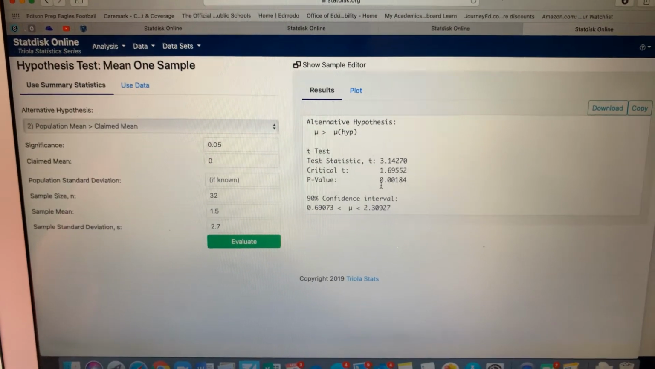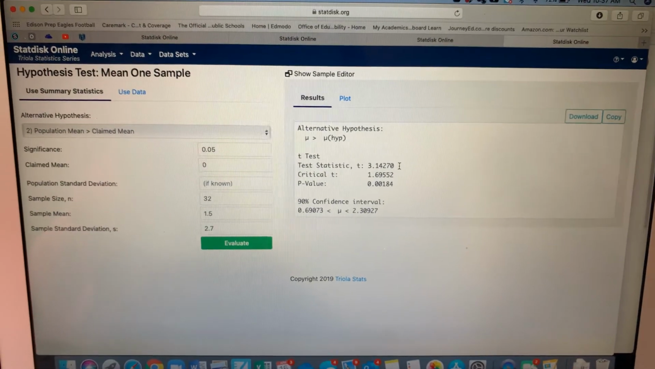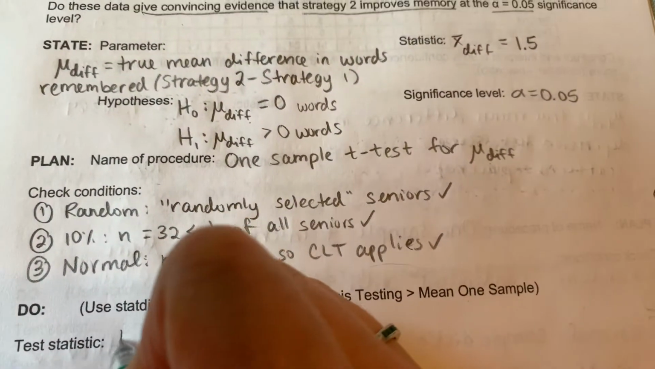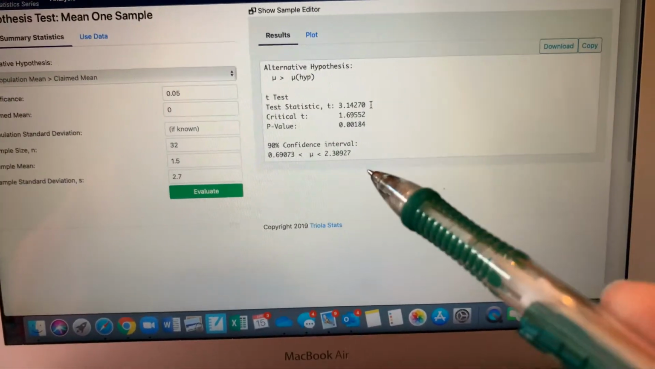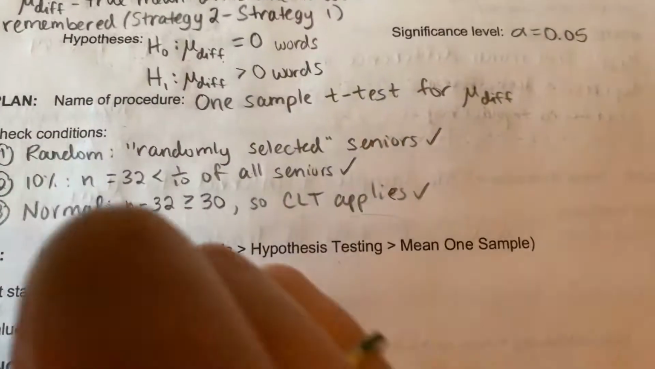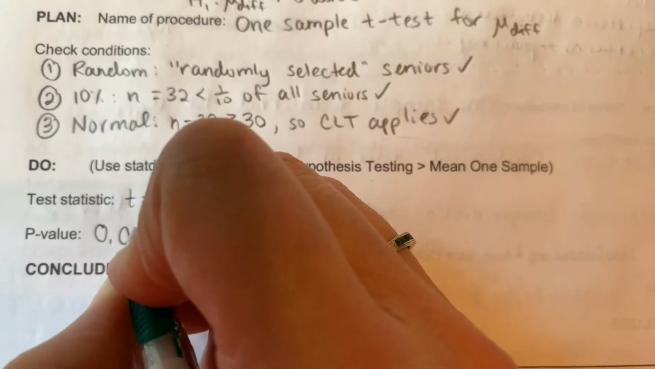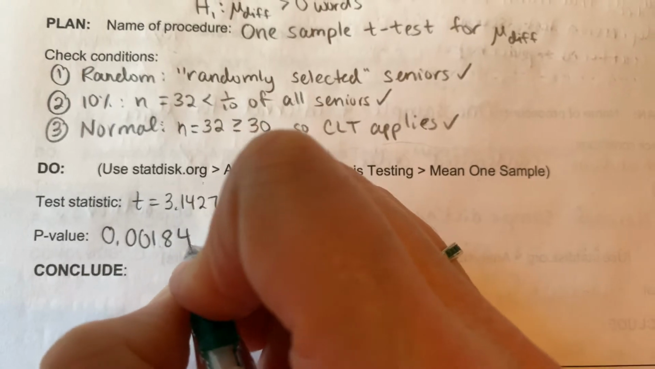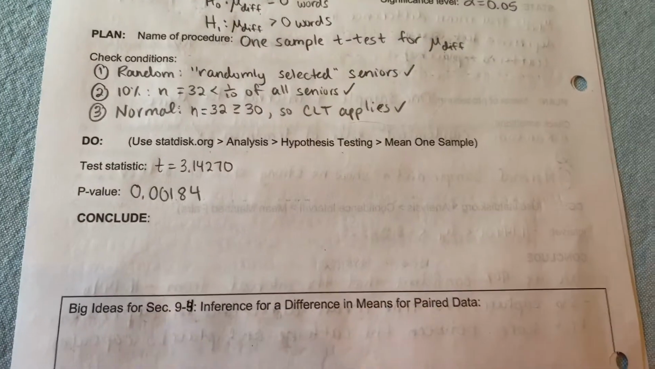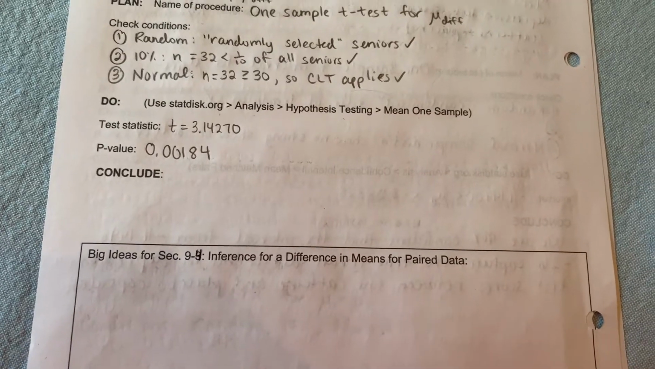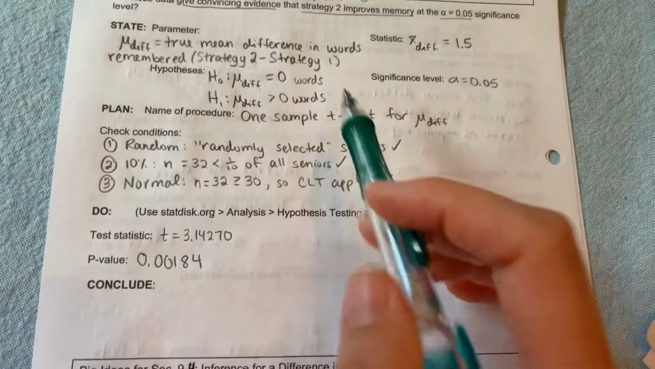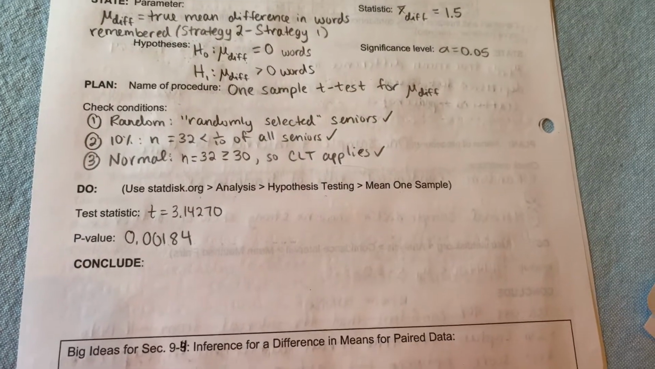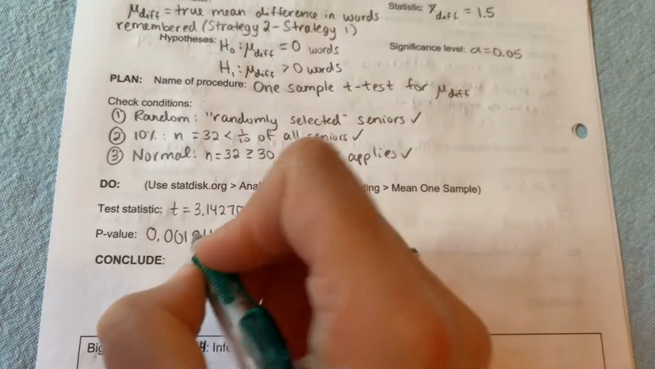Okay, so I have my test statistic and my p-value. I'm going to write those down. T is 3.14270. Then my p-value is 0.00184. All right, so obviously that p-value is less than alpha. Remember, I compare my p-value to alpha in order to make my conclusion. It apparently is very, very unlikely to get sample results like we got if the null hypothesis is true. And so in that case, since it's so unlikely, we're going to reject that the null is true.